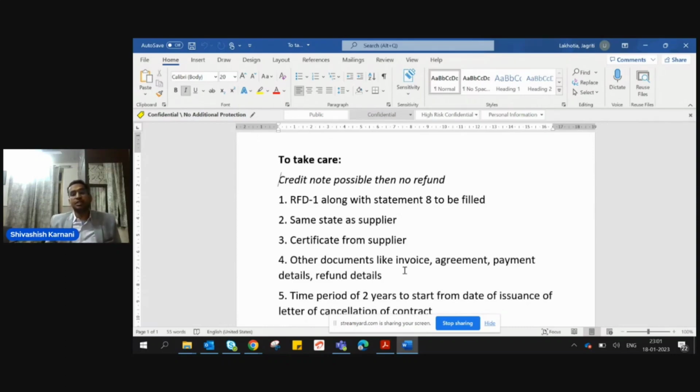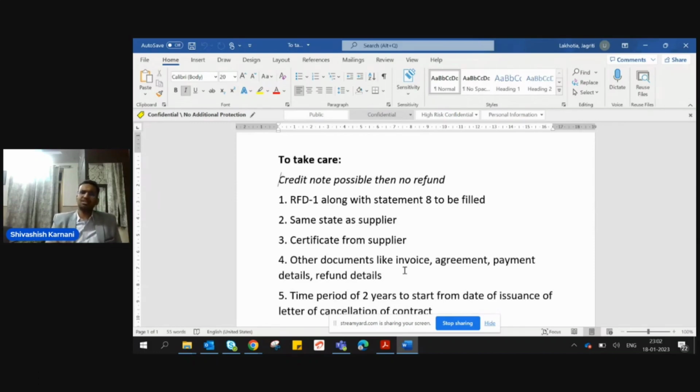However, the booking has been cancelled by me in 2022. In that case, it is not possible to issue a credit note, and accordingly I can file a refund with the GST department and claim the refund of the GST amount, because by November 2022 there is no possibility of issuing a credit note.